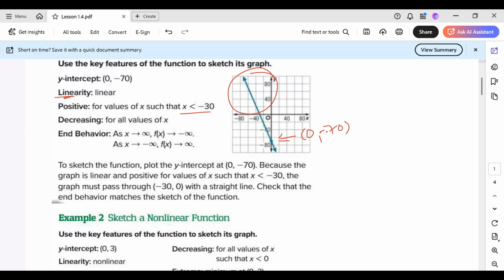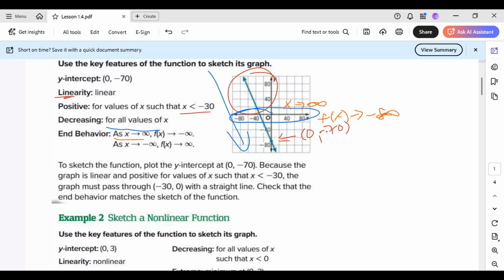The next part says decreasing. It needs to be decreasing for all values of x. Well, notice that for all the values of x, it's showing downhill. They are decreasing. The end behavior is what the graph is doing as x goes to infinity. So in the first part, as x goes to positive infinity, my y values, f of x, are going to negative. So right here, f of x is going to negative infinity.